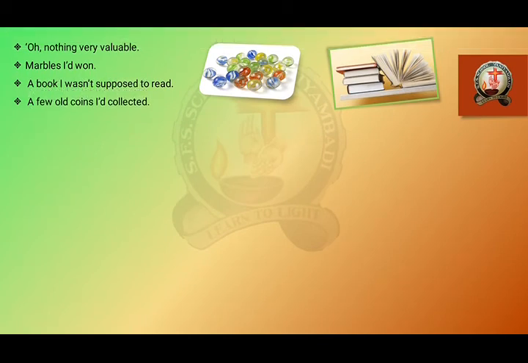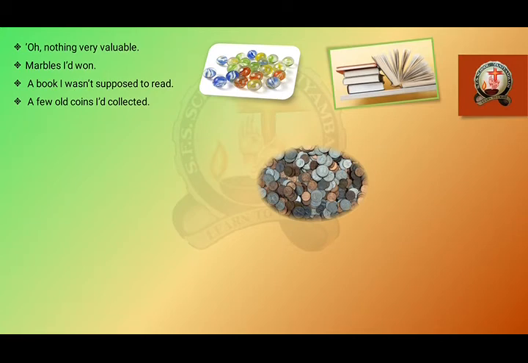A book I was not supposed to read, and he used to collect the books he was not supposed to read. And a few old coins. So you can see the picture of a collection of coins. And things came and went. Not only this, many more things. So he used to keep the marbles in the hole, some books to read, and some collected coins. Not only this, many things came and went. Like that he replied.